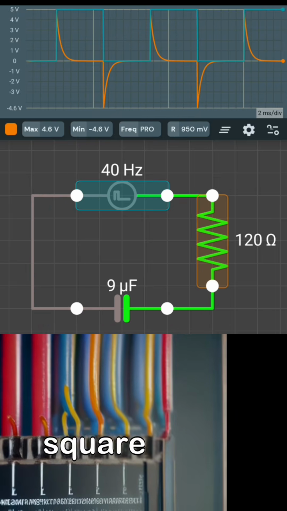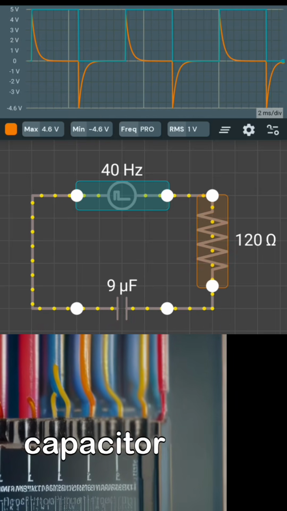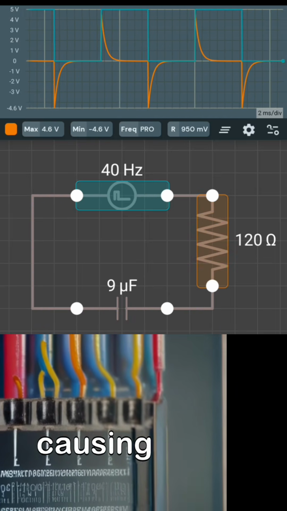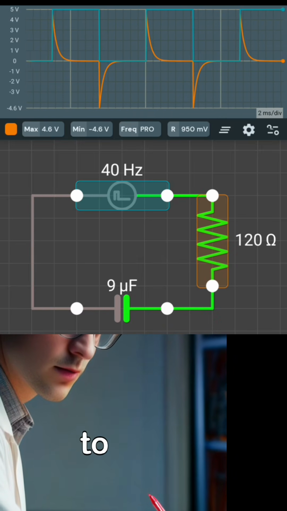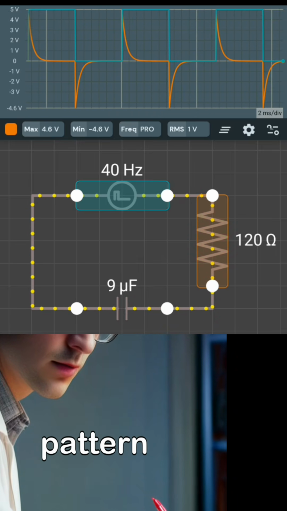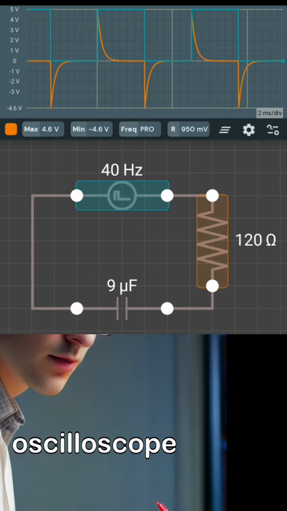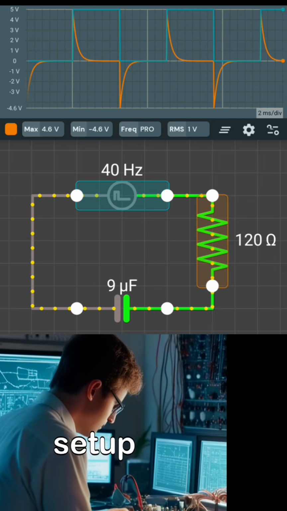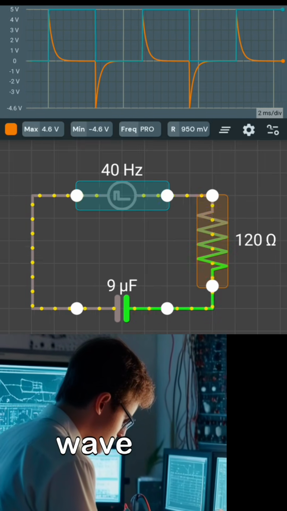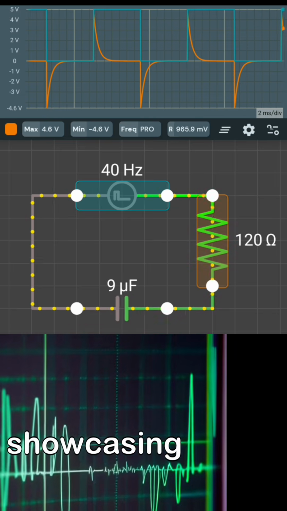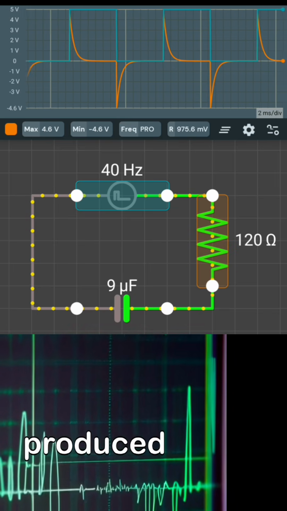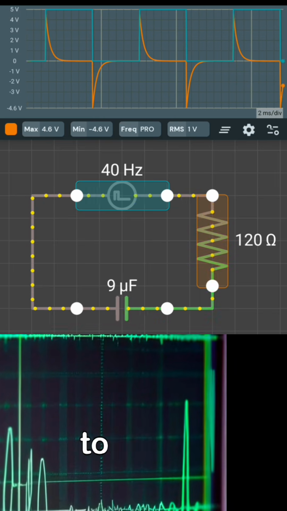As the input square wave fluctuates, the capacitor works to smooth out the transitions, causing distinct short pulses to form. Each pulse corresponds to a sudden change, creating a rhythmic pattern that can be observed on the oscilloscope. In this dynamic setup, adjustments to the square wave frequency reveal the circuit's response time to changes, showcasing the precision of the pulses produced as the capacitor reacts to each input variable.